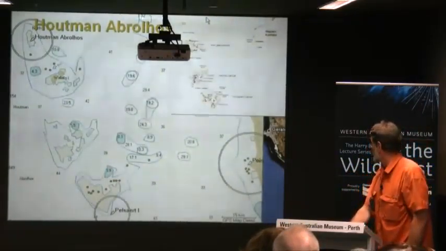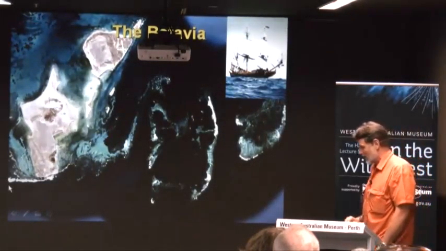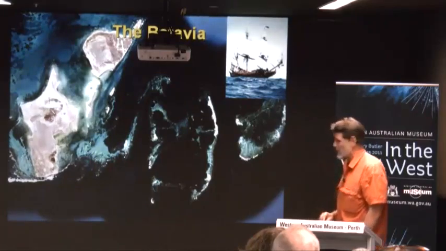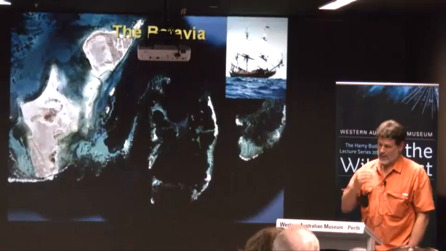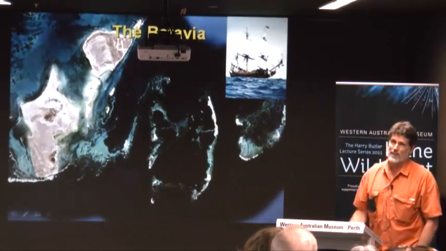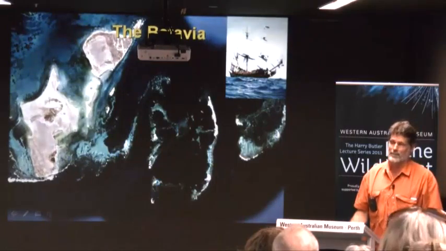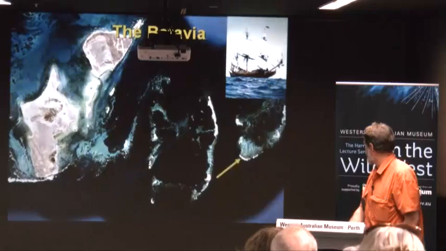It would be remiss not to talk very briefly about why the Abrolhos are so famous, and that's because the wreck of the Batavia occurred there on the 4th of June, 1629. It's perhaps important because that's the first European settlement of any substance that occurred for at least two months on that amazing archipelago.